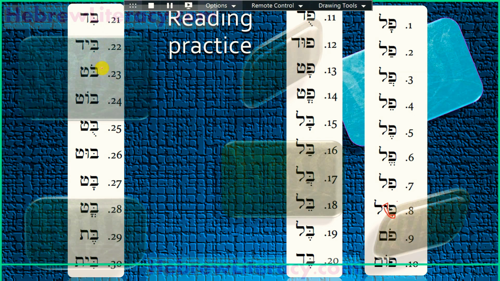Boat. 24. Also, boat. Exact same pronunciation. Boat. If this was a Hebrew word we were representing, they would both mean the same thing.